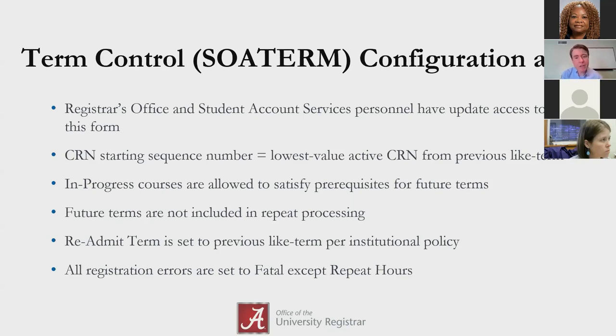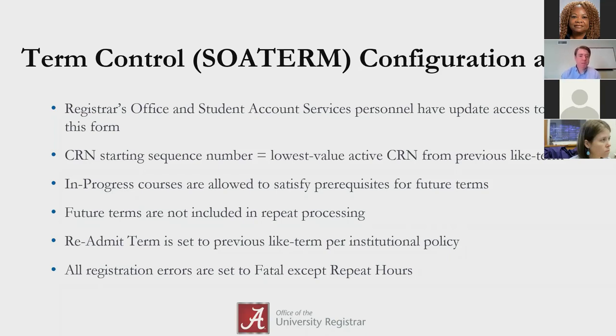Some options that we set at UA, we allow in progress courses to satisfy prerequisites for future terms. So if we're in the middle of spring and students are registering for summer and fall, we assume that any courses that they're registered for the spring term or for the current term, the student's going to pass. So we assume that to allow them to register for courses in summer and fall for which they might currently be enrolled in the prerequisite. We do not include future terms for repeat processing.